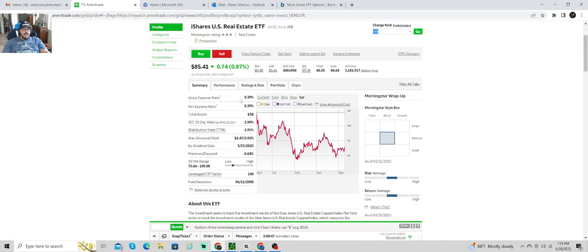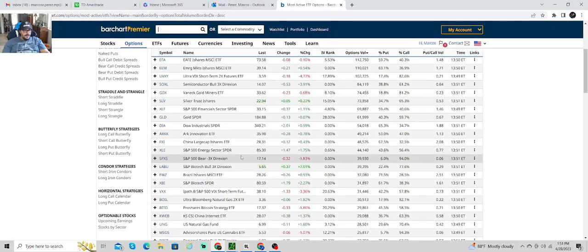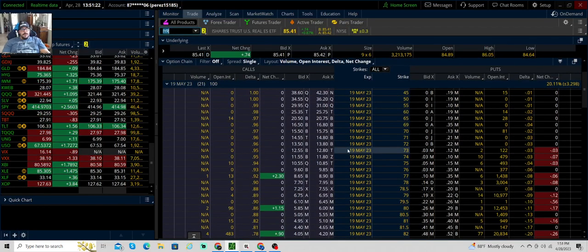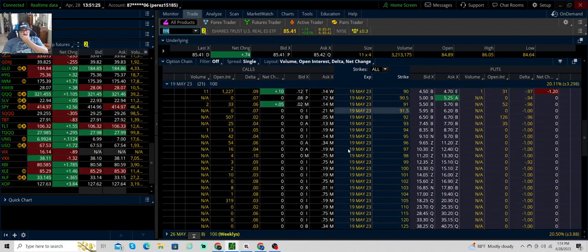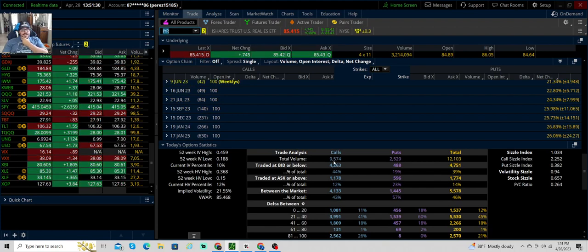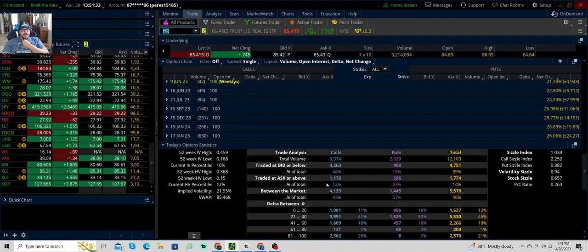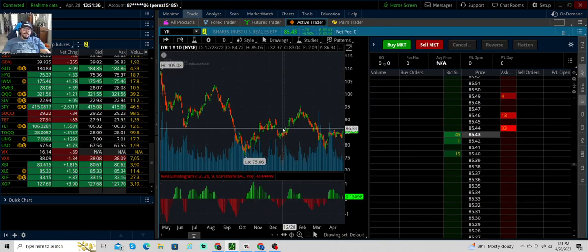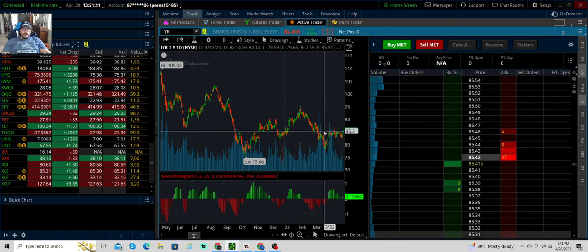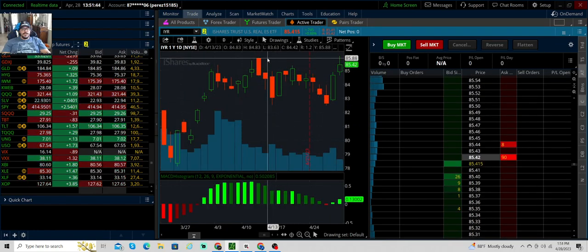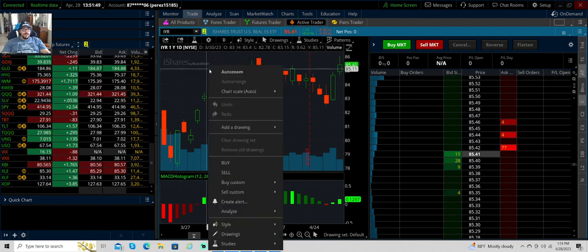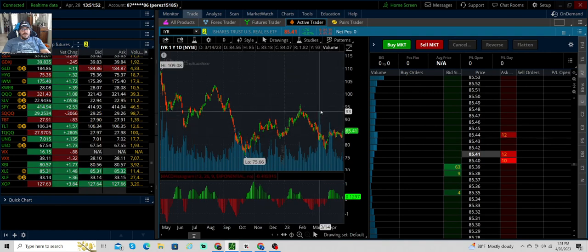3 million shares. Let me see what the options are doing here. So you see, you got low IV, and you have 9,500 calls and 2,500 puts in this ETF. Sorry. Maybe we have a little breakout here? Possible. And if it goes through here, maybe it can go back to 95.